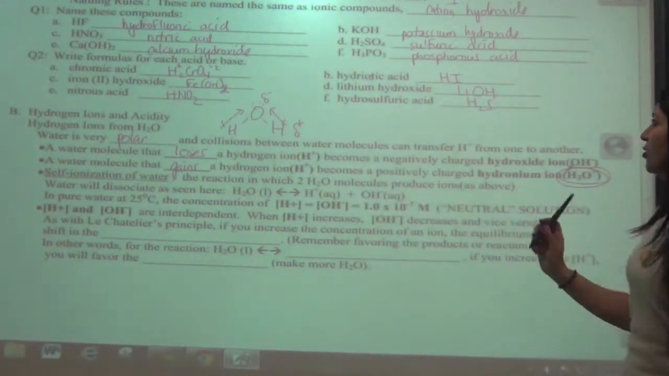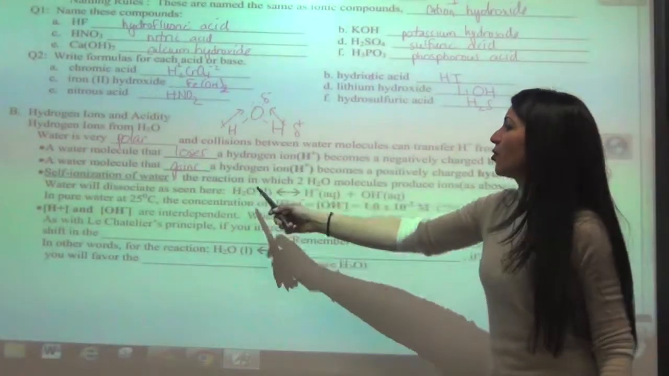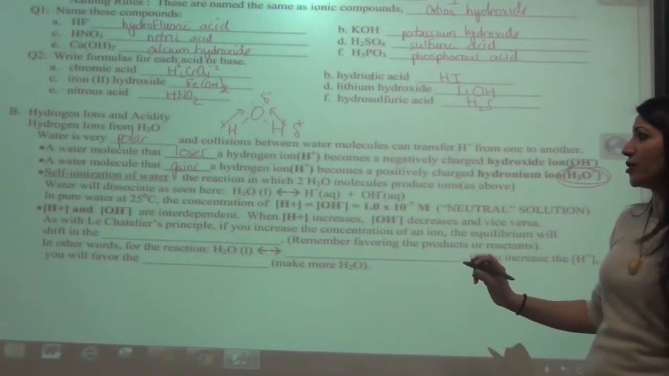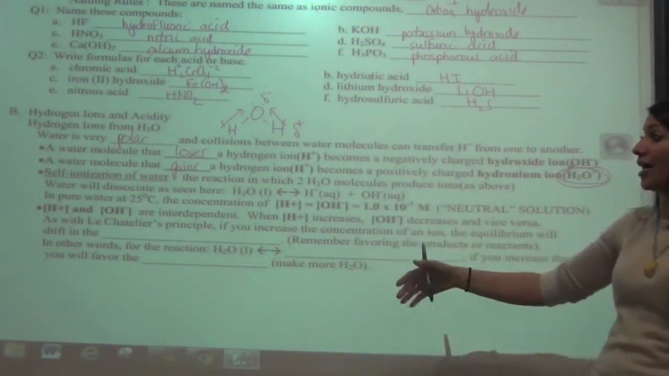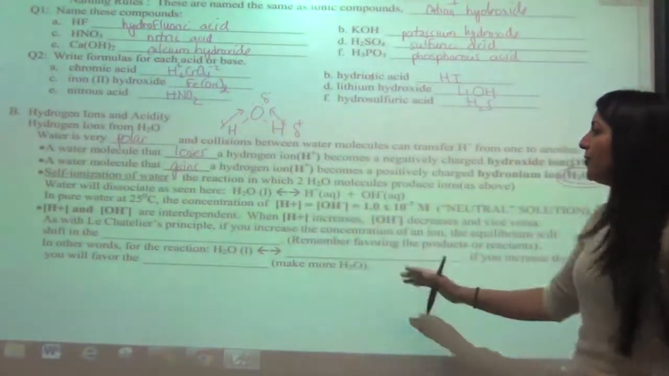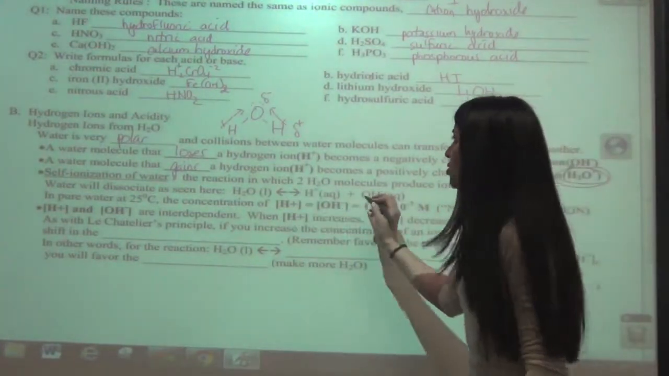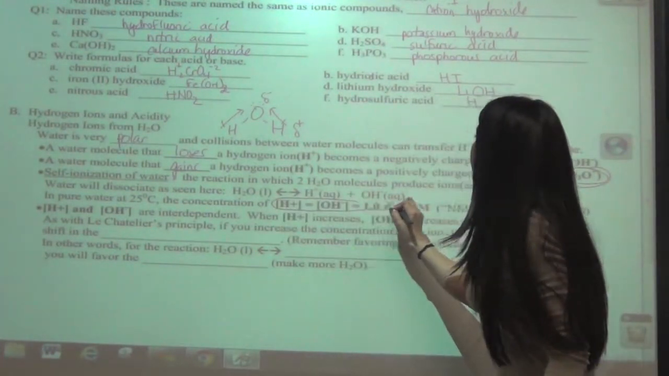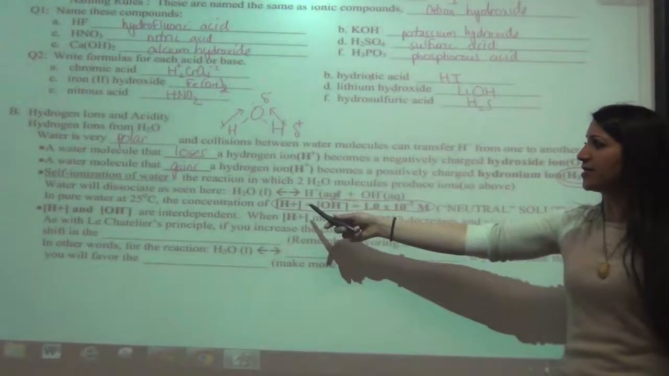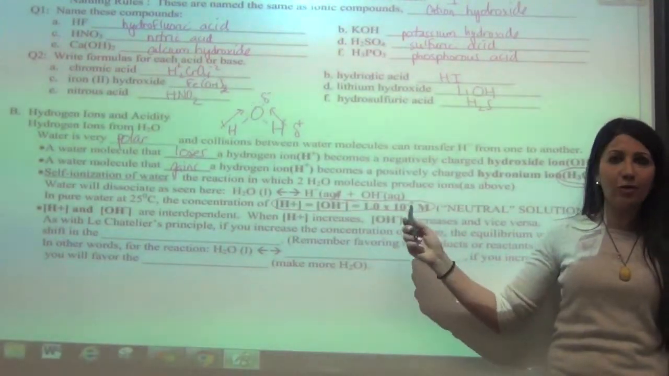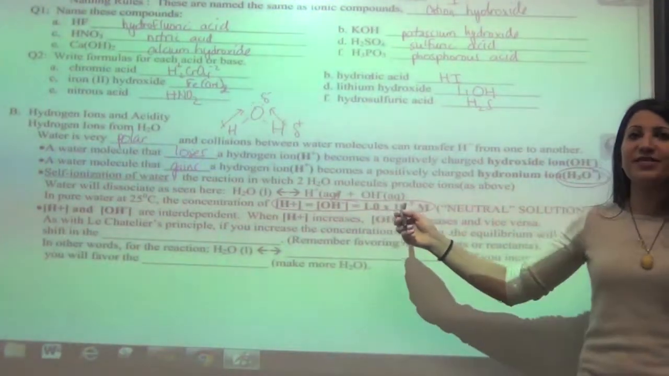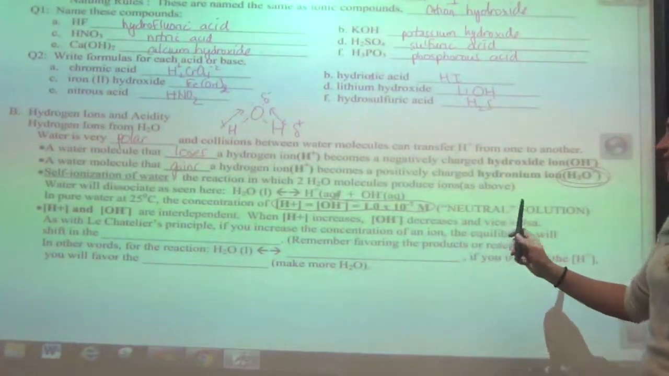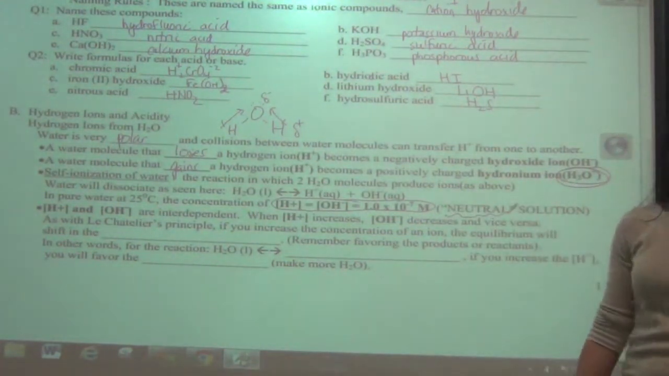So two water molecules produce ions, so we can see that the water will dissociate into H plus and OH minus, but again, we're going to rewrite this with the hydronium ion in a second. In pure water, at 25 degrees Celsius, the concentrations of the hydrogen and the hydroxide ion are equal to each other. And this number is very significant here, this 1 times 10 to the negative 7th. We say that it's neutral.